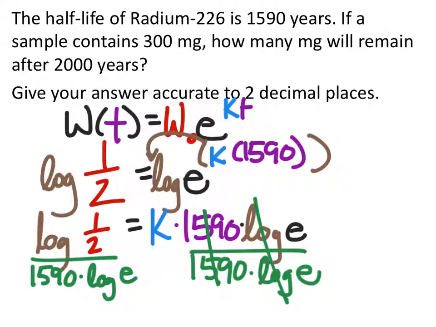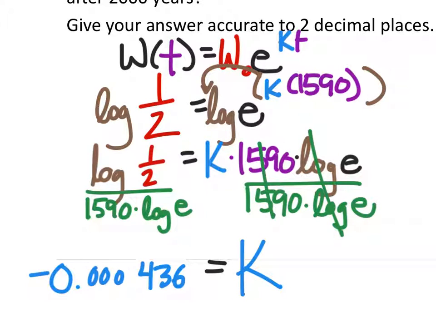So next thing we're going to want to do is just plug this into the calculator. That will give us the decaying rate or the decaying constant. And that gave us a negative 0.000436. And this is a negative again because we have decay instead of growth.